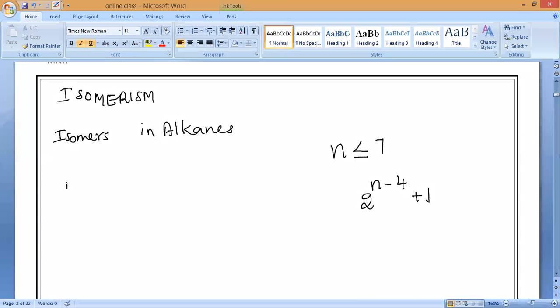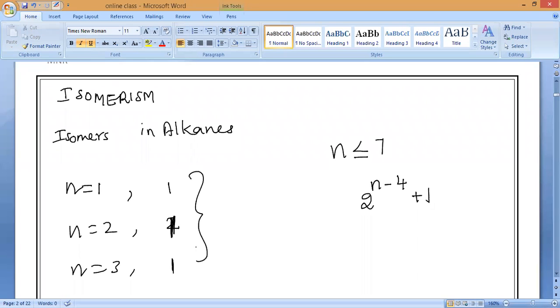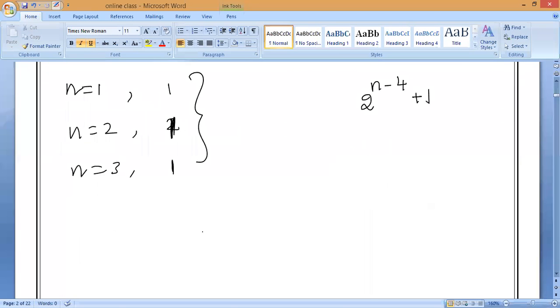If n equals 1 carbon, the number of isomers is 1. N equals 2, number of isomers is 1 only. N equals 3, number of isomers is how many? 1. So if you want to form more than one isomer, the minimum number of carbons is how many? 4 carbons. Then the number of isomers is 2.